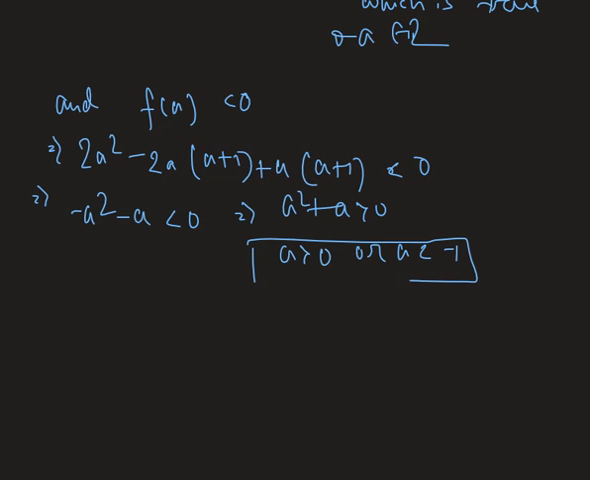So our required answer is this: whenever a is greater than 0 or less than minus 1, the equation may have one root less than a and the other root greater than a.